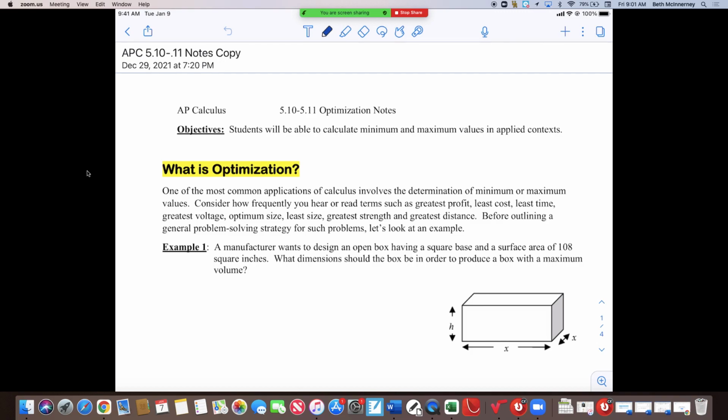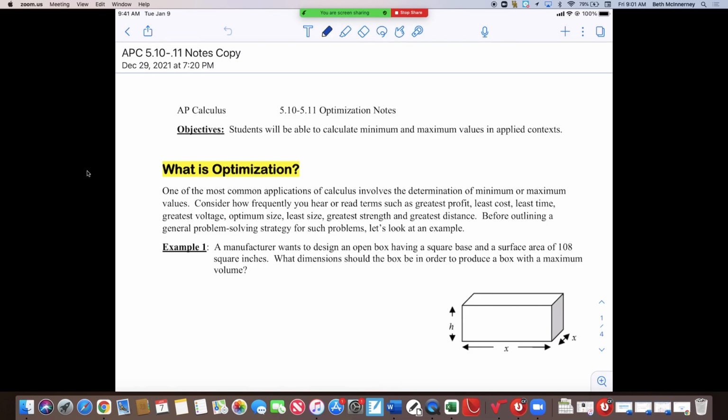5.10 is just what is optimization, and then 5.11 is let's do optimization. So we're just going to do that together. So what is optimization? One of the most common applications of calculus involves the determination of minimum or maximum values.